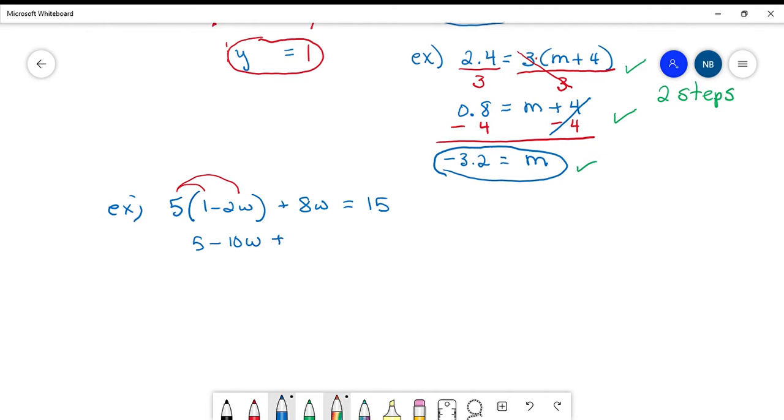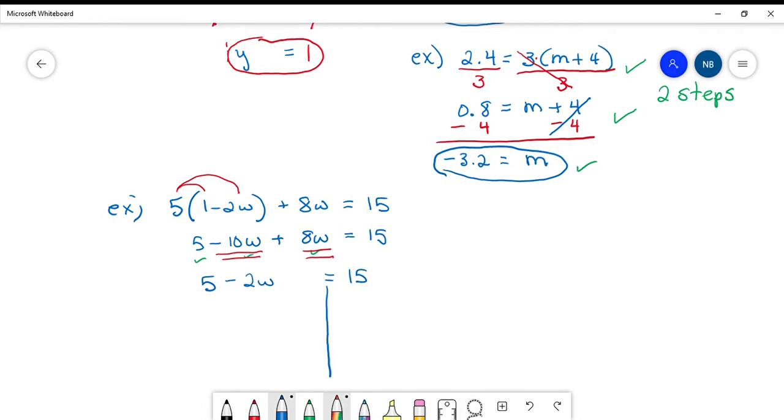And now I'm going to recopy the plus 8w. I'm going to recopy the 15. Now, I have 3 terms on the left-hand side, right? 1, 2, 3, which means there's more simplifying probably. Negative 10w and 8w are like terms, which means they can be combined. I'm going to recopy the 5, and then I just do negative 10w plus 8w, which is negative 2w, and I recopy the equals 15.